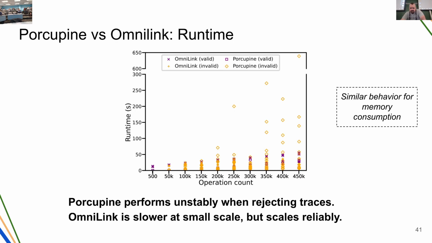It doesn't show up so well because of the graph scaling, but on small inputs, Porcupine absolutely destroys OmniLink. It is so much faster, like tens of seconds faster for the same input. But also, for invalid inputs, as you get to the interesting cases with hundreds of thousands of operations, Porcupine's algorithm just has some nasty edge case where it massively peaks its runtime.